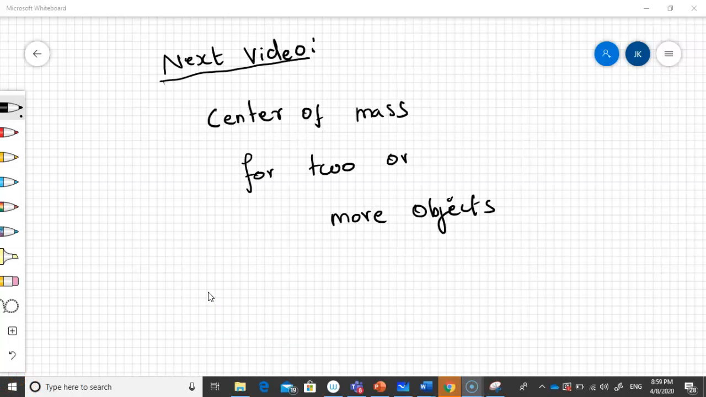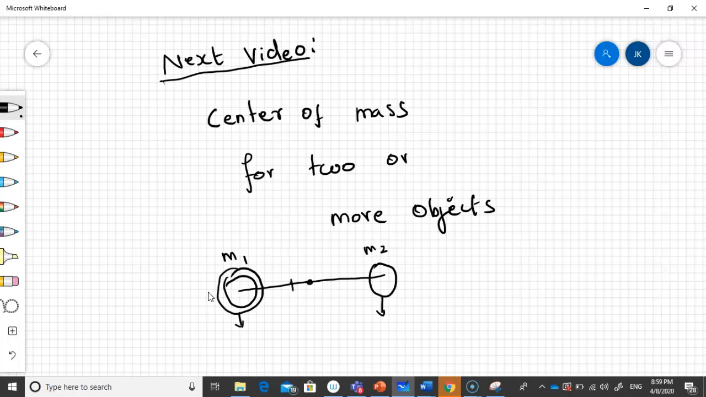Thank you very much for watching my video, and in the next video we will discuss how to find the center of mass for two or more objects together. Example, here is a mass m1, here is another mass m2. Now these two objects will have a center of mass anywhere in between, on the line joining them. It might be exactly at the center point if these two objects have the same mass. If one mass is bigger than the other, then the center of mass will move closer to the bigger mass, as we learned in this video.